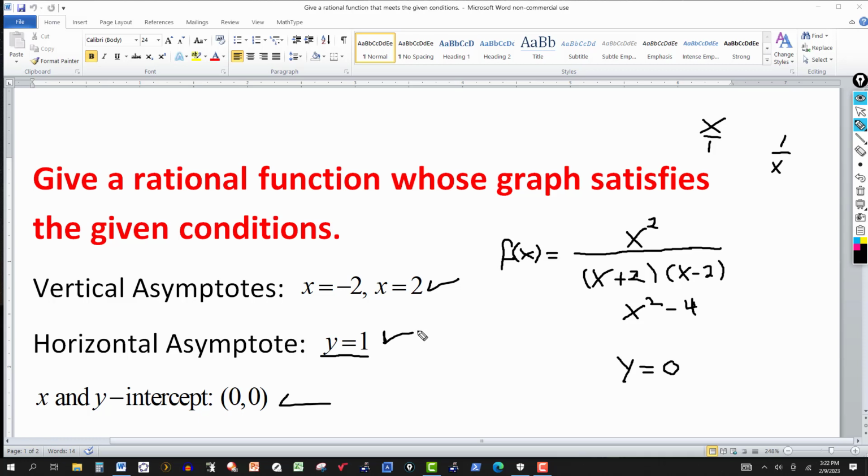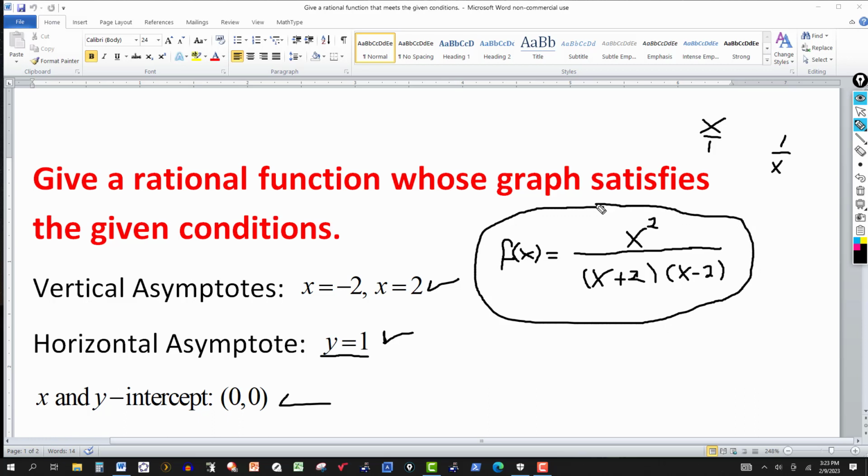Now, important to note here that if the degree of the numerator is larger than the degree of the denominator, you don't have a horizontal asymptote. But you can have an oblique one. If the degree of the numerator is one more than the degree of the denominator, then you have an oblique or slant asymptote. You would have to use division to get the equation. I've done some videos involving that, but for right now we just want the equation. So here it satisfies it. So this one right here is the function that satisfies those conditions.